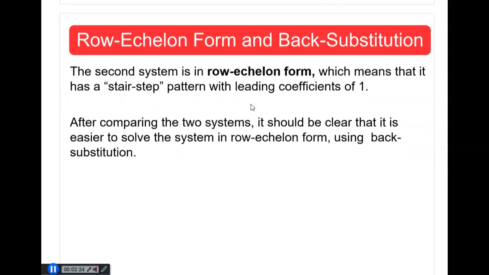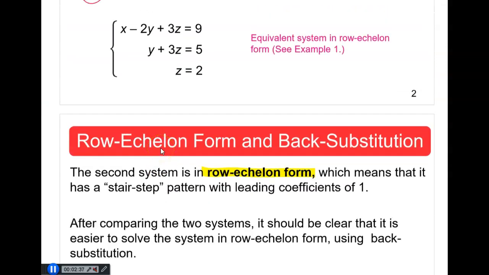Like I was saying, the second system is already reduced, so we refer to that as being in its row echelon form, which means that it has a stair-step pattern leading with coefficients of 1. And you can see that here. So the x has a coefficient of 1, the y has a coefficient of 1, and the z has a coefficient of 1. So right there is in row echelon form.